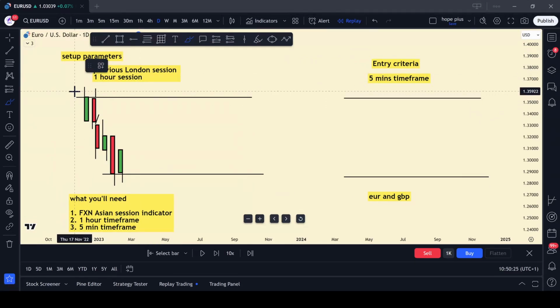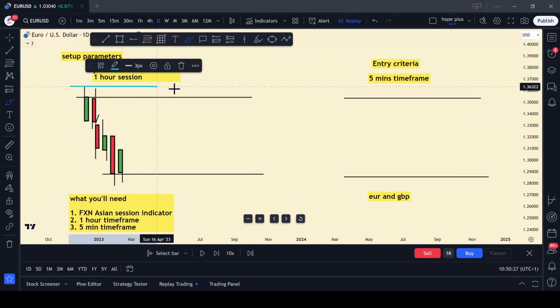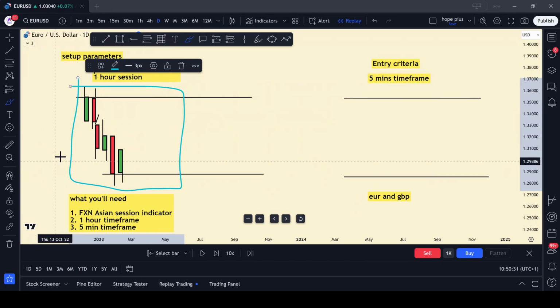So within the 1 hour, you're going to get a box like this. This will be the London session box. Within that box, what you need to do is to look for the reversal opening price. Reversal opening price is simply bullish and bearish at the same time. You draw the line on the opening price of the bearish.